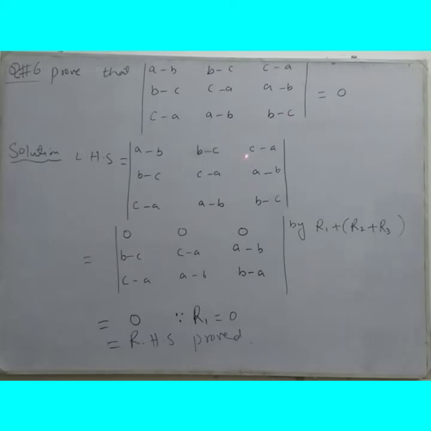Now finally we will get 0 0 0. The first row is 0, and write down the next two rows as they are. Now this determinant equals 0. Why? Because we know the property of determinants: when any row or any column has 0 elements, meaning each element of any row or any column is 0, then that determinant equals 0. Here row 1 is 0, so this determinant equals 0, which is the required right hand side.